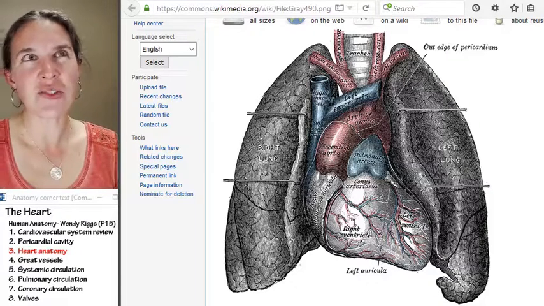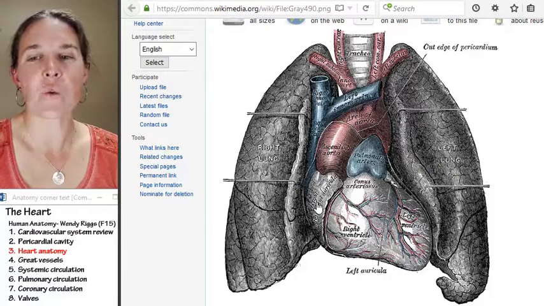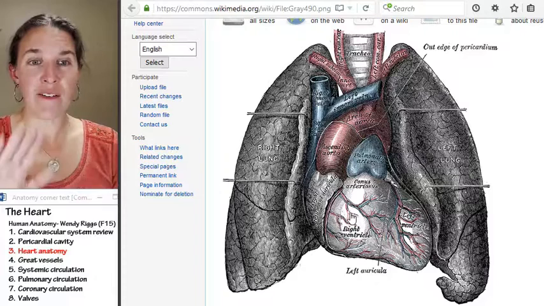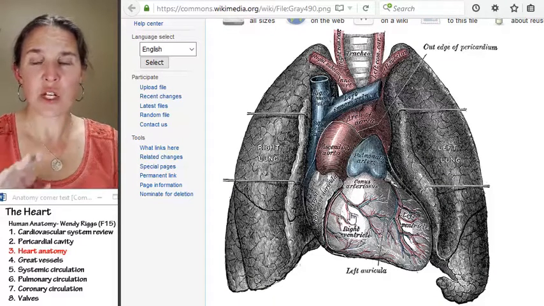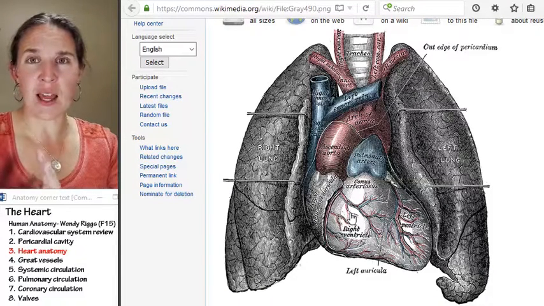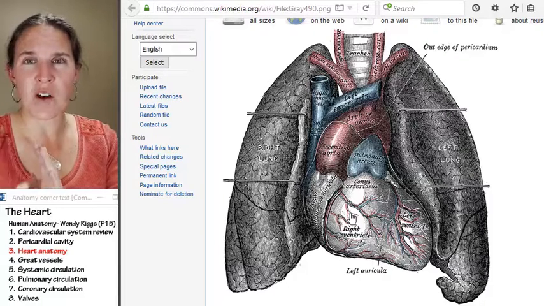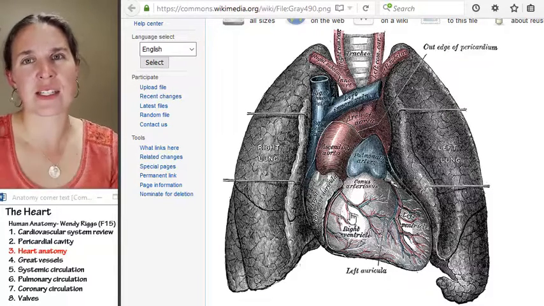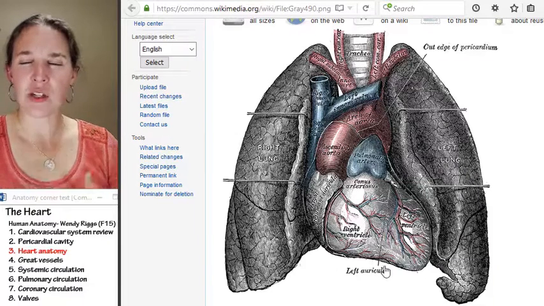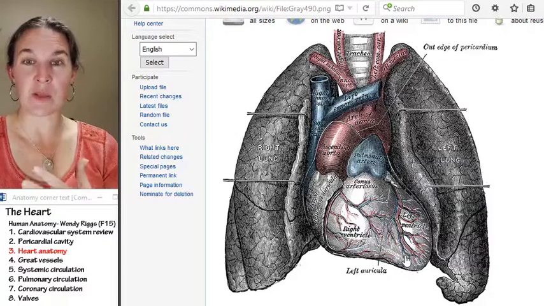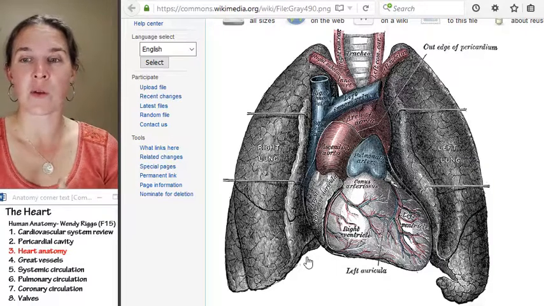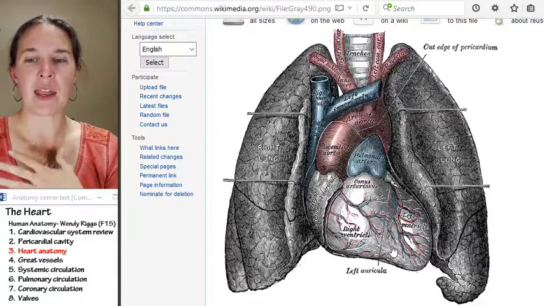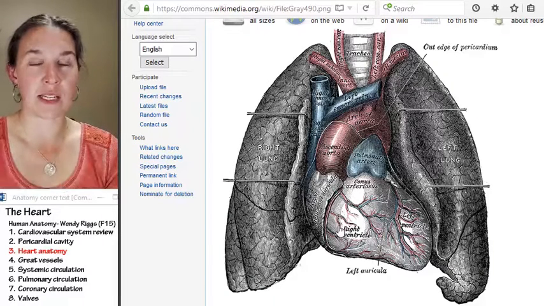In life, the heart sits kind of on its side. And it also sits with its right atrium and right ventricle facing you, which means the left ventricle and the left atrium are sort of on the backside of how the heart actually sits in the body. I want you to have this perspective because the next picture that I'm actually going to draw on and label has the heart in this position. And I don't want you to forget the orientation.